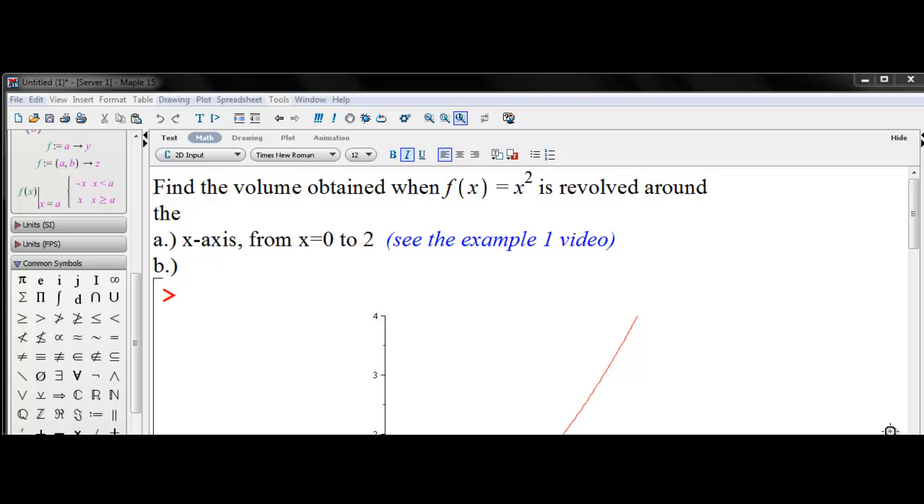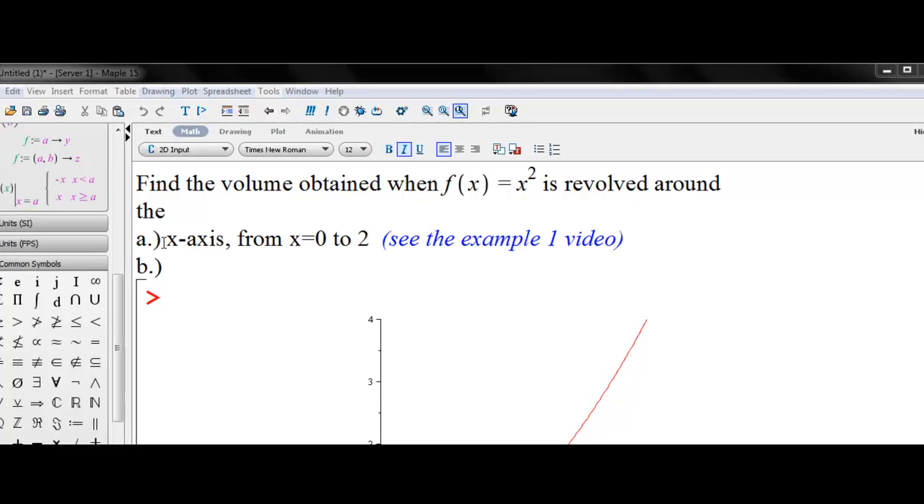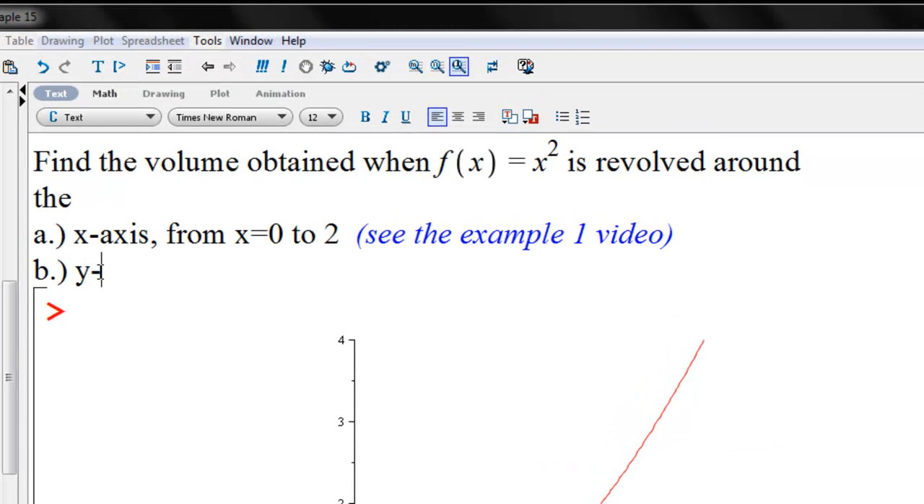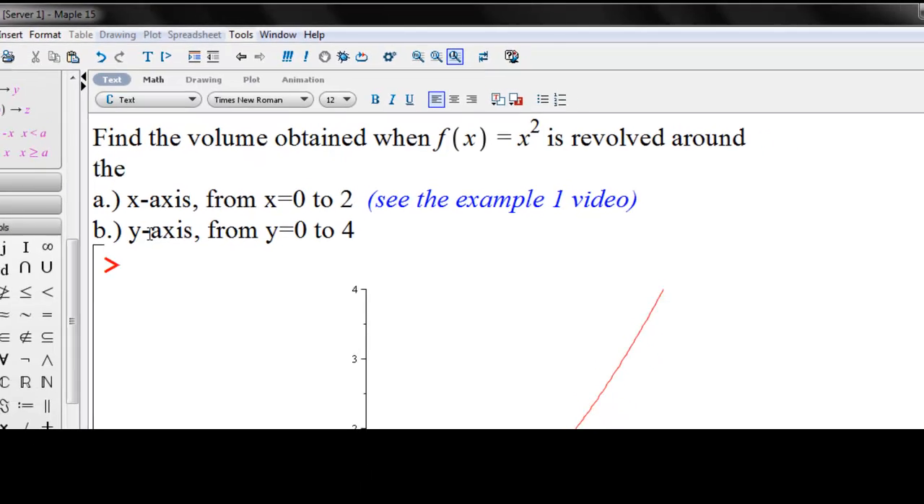Hello, in this video we're going to revisit the example of finding the volume obtained when the curve f of x equals x squared is revolved around a particular axis. In the example 1 video we did the volume of revolution obtained when revolving around the x-axis. In this video we're going to do the volume obtained by revolving around the y-axis, from, let's say, y equals 0 to 4.